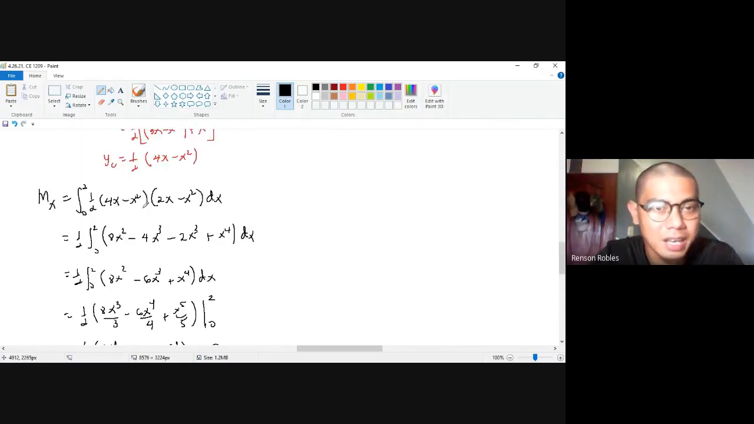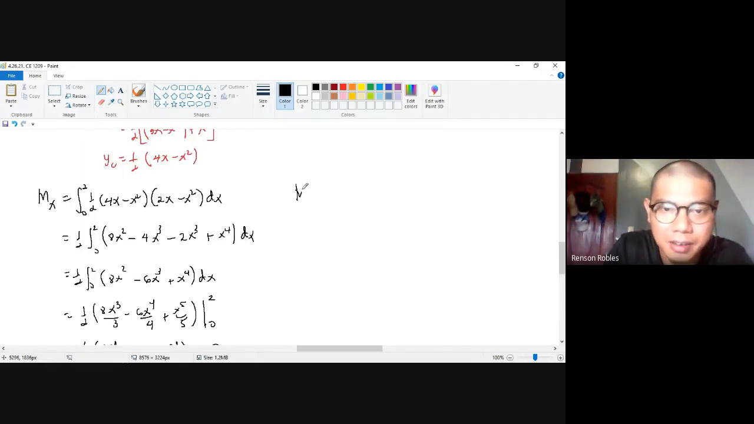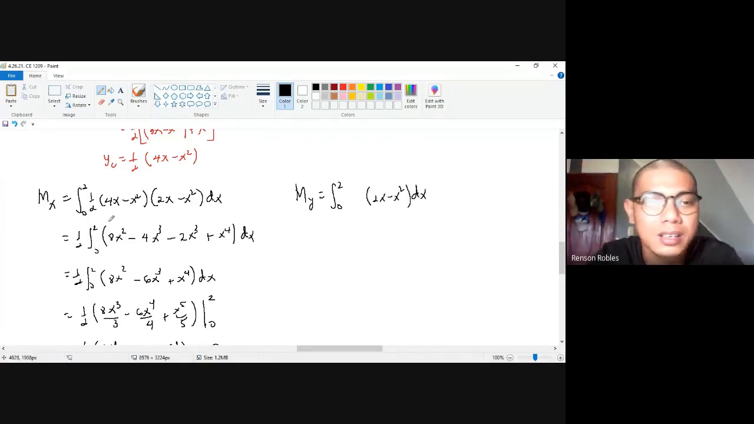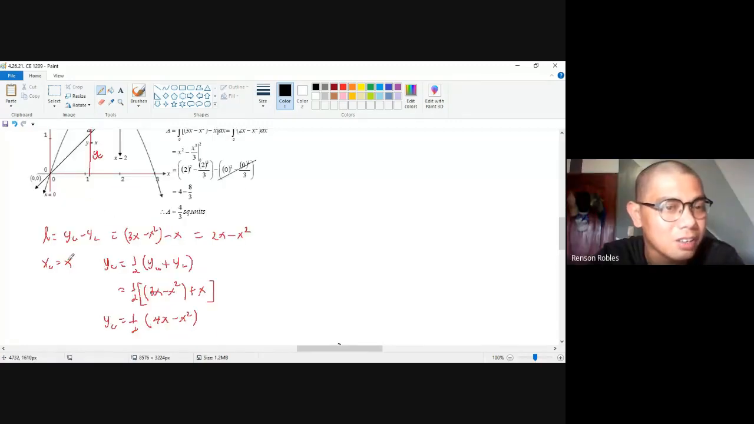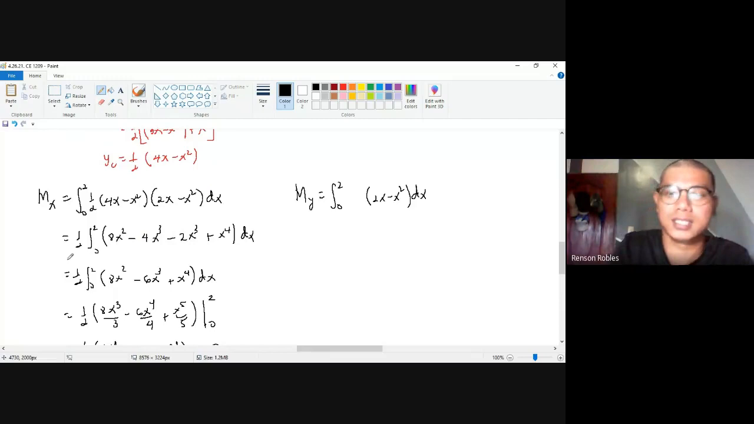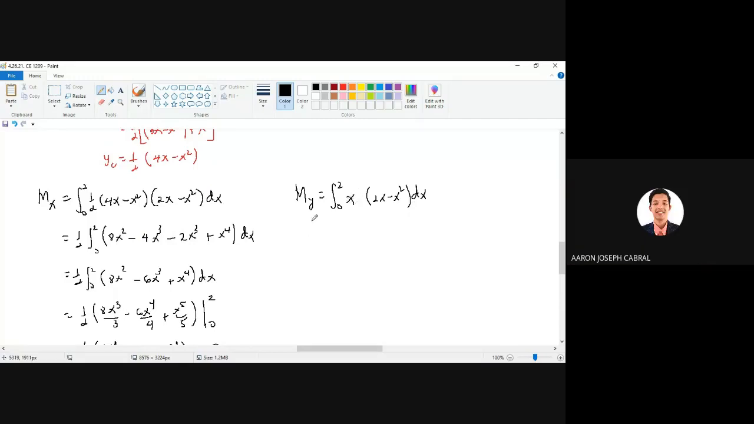Then punta tayo sa moment in y. Moment in y, kopya ulit yung area, 0 to 2. Ito yung area natin. Then anong ikakabit? What are we going to add? XC po. And what is our XC pag nakatayo? X. X Okay. po. X po. Okay, good. I can see that you're getting this right.